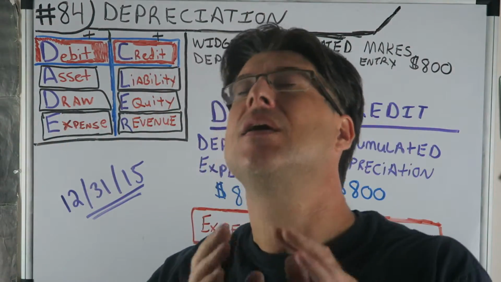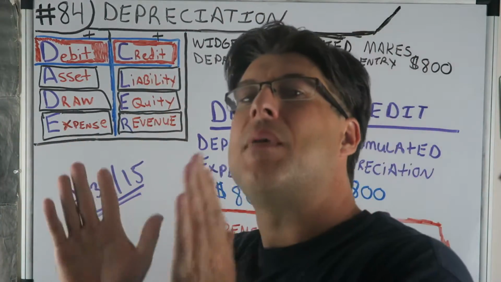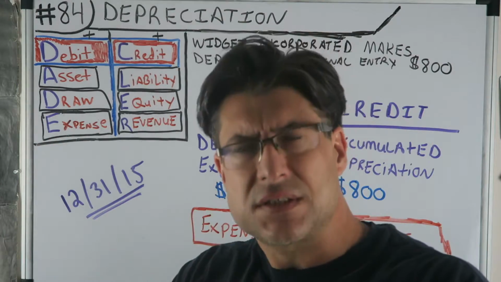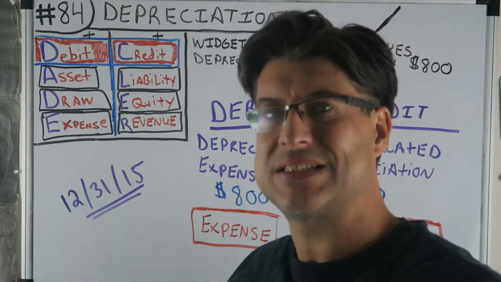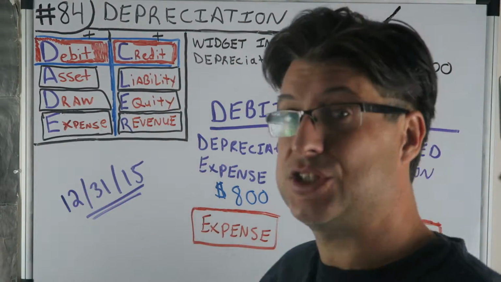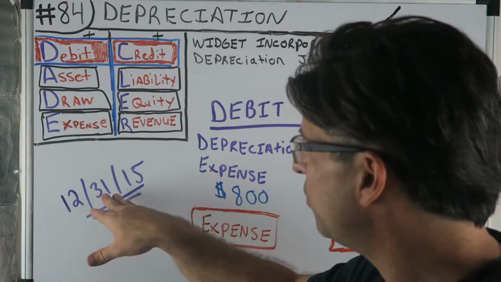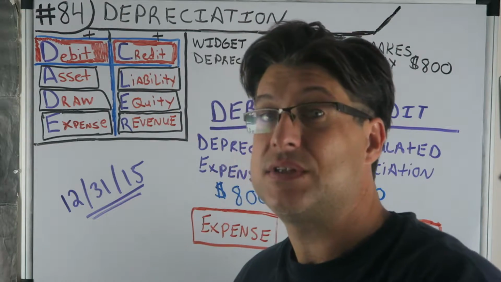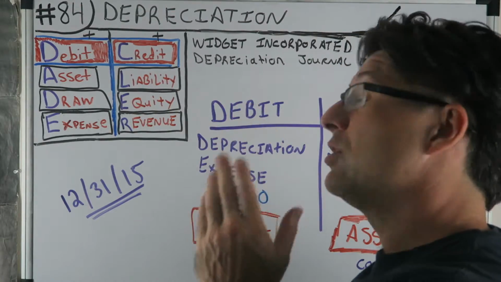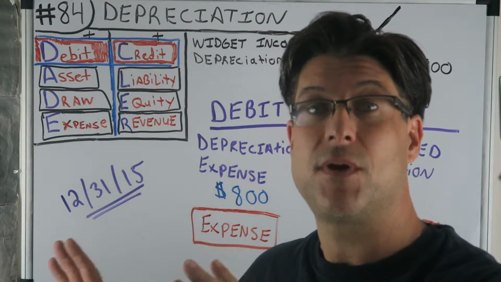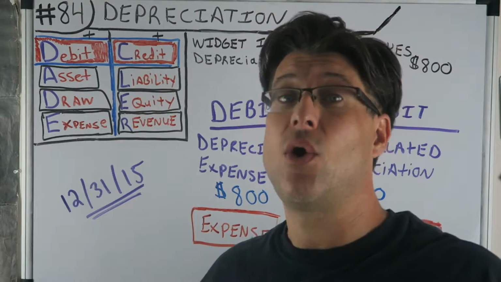You happen to be one of the lucky people in the world to see my classic series. This is number 84 of my classic series. This is depreciation. We're going to do a depreciation expense at the end of a year, 12/31/15. We've done a journal entry per month, and I think this is our 12th, because this is our 12th month, our 12th journal entry of our Widgets Inc. We've gone a whole year.